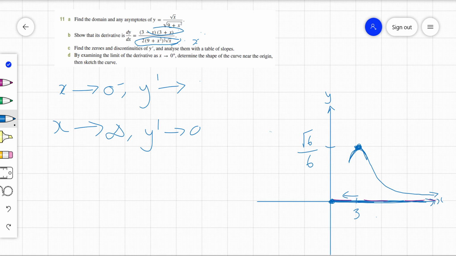But going the other way, my dy dx is going to go towards infinity. So the curve looks almost vertical. So almost a vertical gradient, but not quite. And we know it's undefined at 0 as well. So we could easily just guess that without bothering to really look at it. So it's going to look something like that. Yeah, I think that's it.